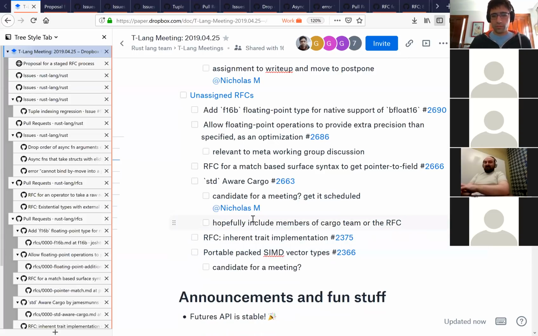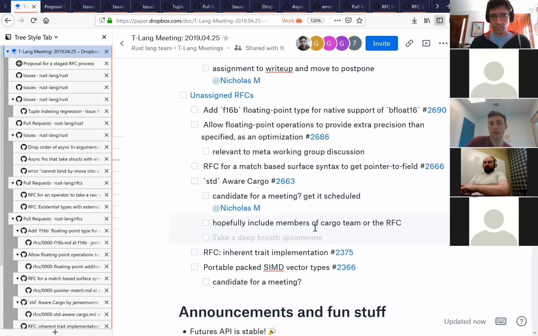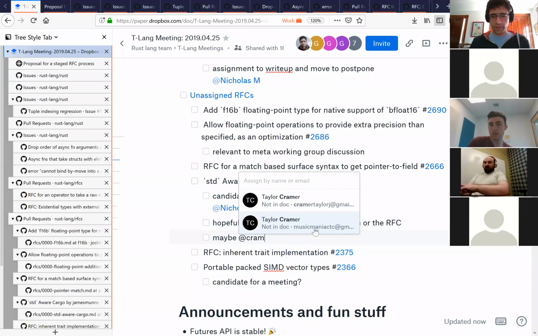It seems plausible that the RFC author might want to present it. I'm not on the cargo team, so I thought I wasn't the right person, but I do actually know about this RFC. I guess I could volunteer, but I will have less insight than someone on the cargo team. I think it doesn't have to be perfect. Hopefully we'll get some people who are involved in the conversation to be around and add to your insight. Let's just try to schedule it first, and then we'll worry about this.